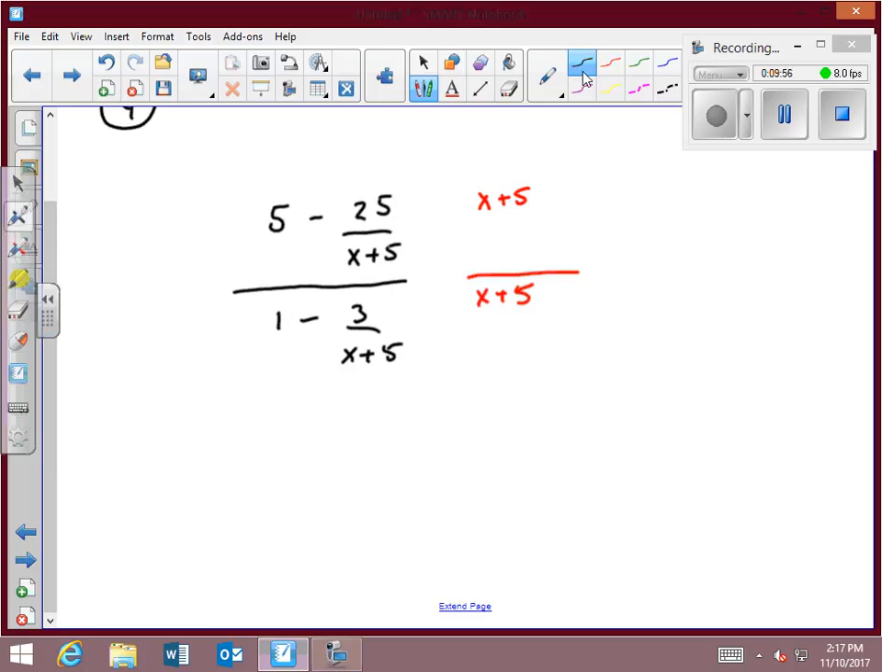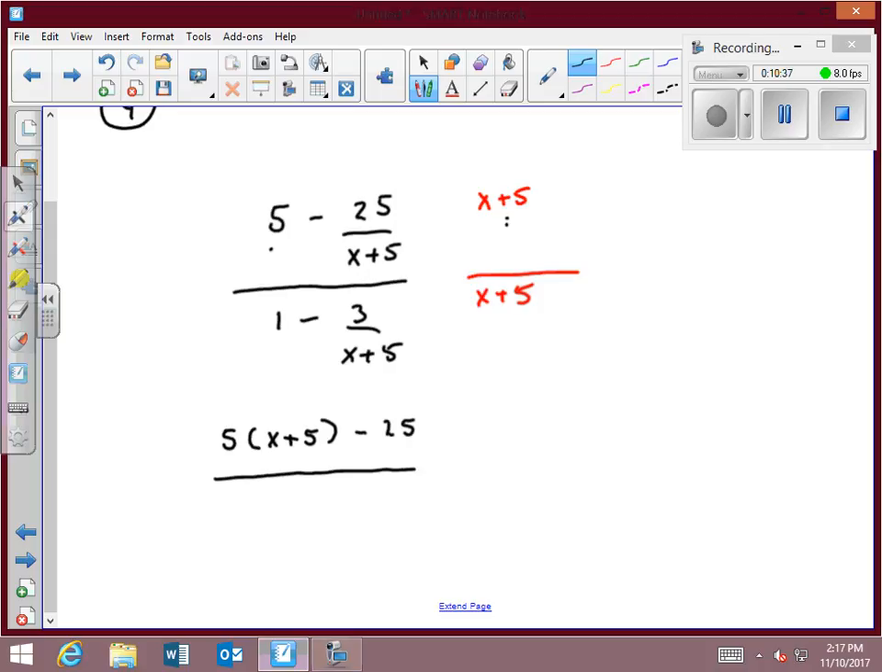Now, that x plus 5 times this 5 is going to be what? 5 times x plus 5, isn't it? When I take that x plus 5 times 25 over x plus 5, what happens? Do the x plus 5's cancel? And I have what? Negative 25? Is that right? So that's the numerator. Now tell me the denominator.